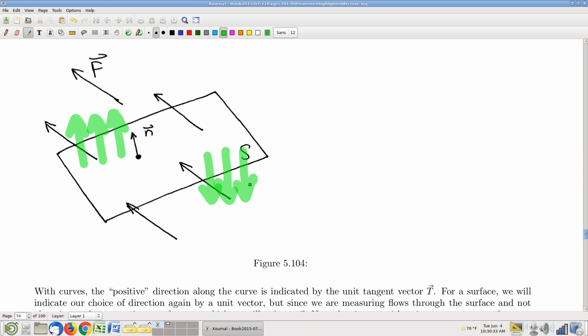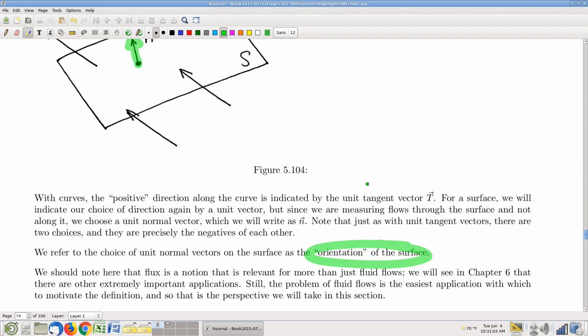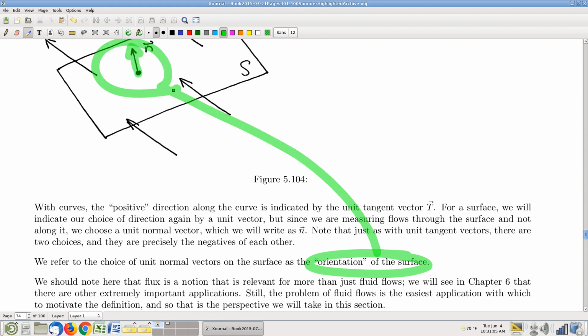So this is a choice. There's no law that says up is positive. What if your surface was entirely vertical? Is left by definition positive? No, this is an arbitrary choice. It's part of the question. So the way we indicate what we call the positive direction through the surface is with what we call a unit normal vector. This is sometimes referred to as the orientation on the surface. And it's just a way of indicating what we're defining to be the positive direction.